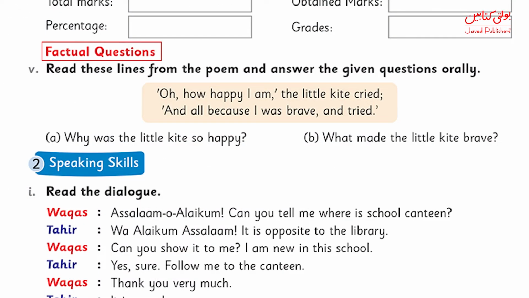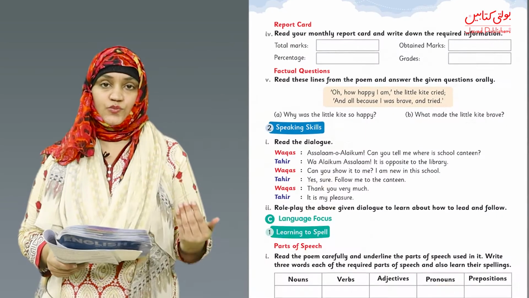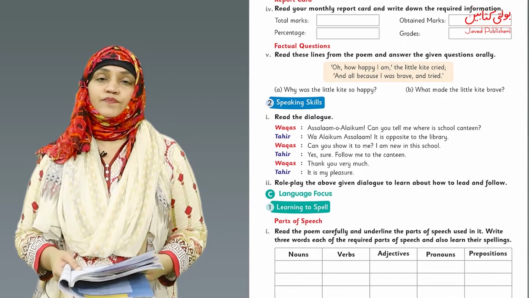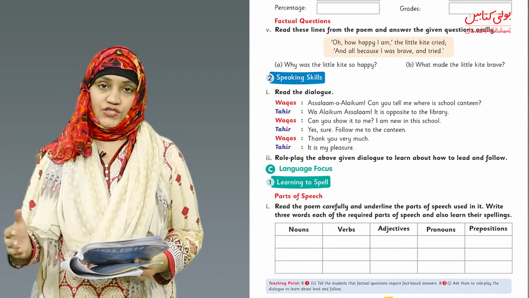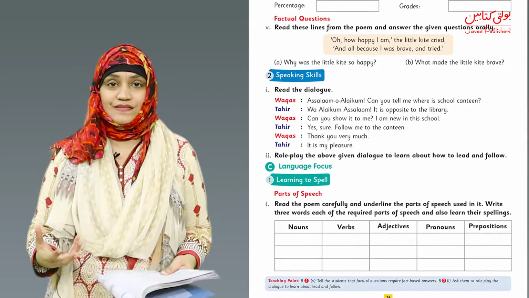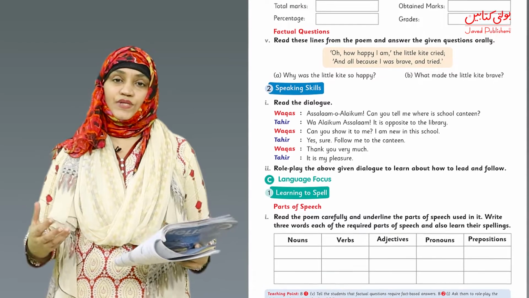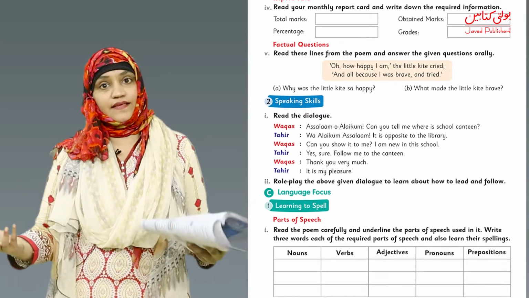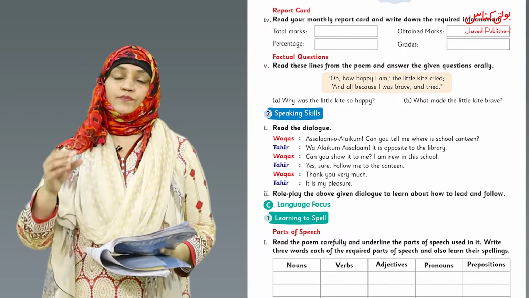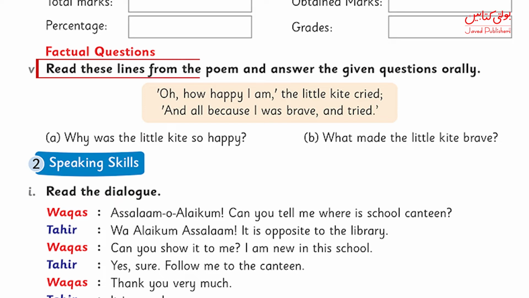Next question is factual questions. The meaning of factual questions is that when somebody questions you factual questions, you need to give them fact-based answers. You need to give them proper reasons. You just can't say that something happens because it happens this way. You need to give them a proper scientific or a proper technical reason that why something is happening. Let's read these lines and answer these questions factually.